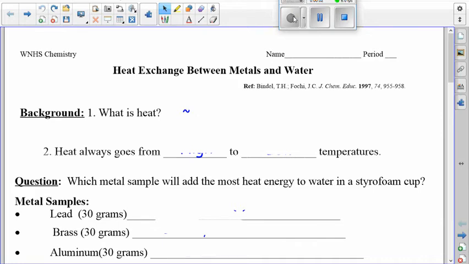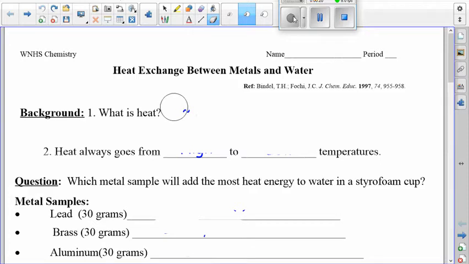Okie dokie. So let's talk about these two little background questions here on this lab handout. What is heat? Can anyone tell me what that is? Heat. What is heat exactly? We've been throwing that term around a lot.